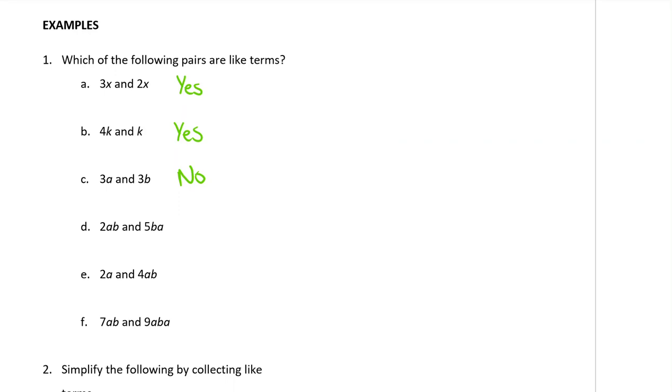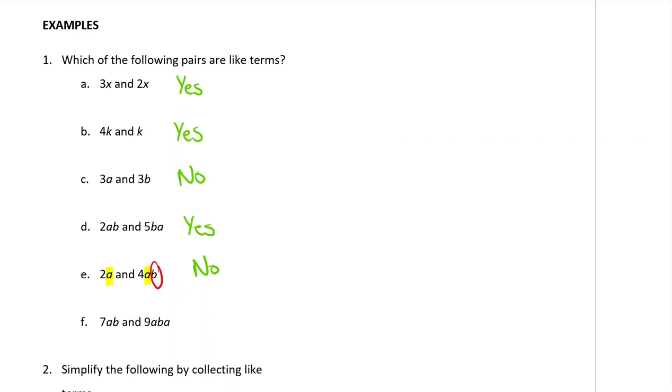2ab and 5ba. Doesn't matter if the A and the B are switched around. They both have an A, they both have a B. So yes, they are like terms. 2A and 4AB. They do both have an A, but the second one has this extra B. Because it does have that extra letter, that means no, they are not like terms. They have to be exactly the same letters. Can't have extras, more or less. Has to be exactly the same letters.